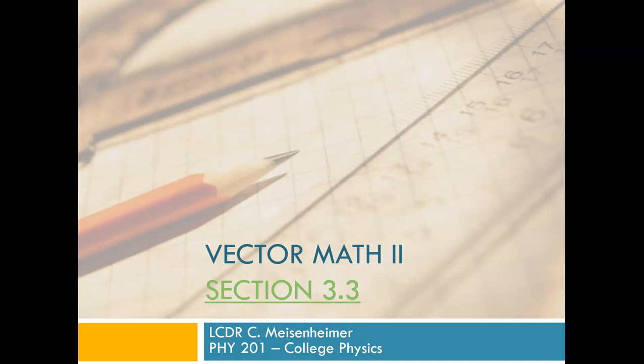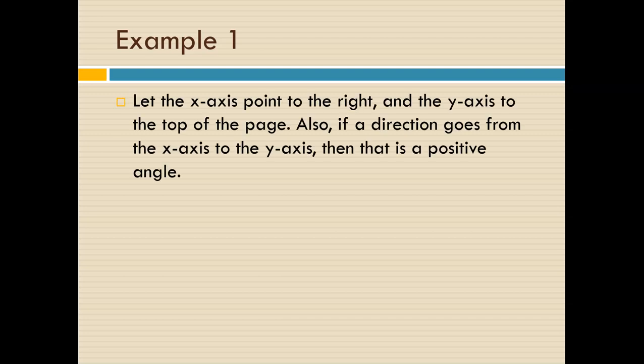Let's start off with a simple problem. Okay, example number 1. We're going to go ahead and use a standard mathematical definition as far as our axes. We're going to let the x-axis point to the right. We're going to let the y-axis point to the top of the page. By a parallel definition, we will let east point to the right and north to the top of the page. So that way we're all on the same direction. So east would be positive x and north would be positive y.